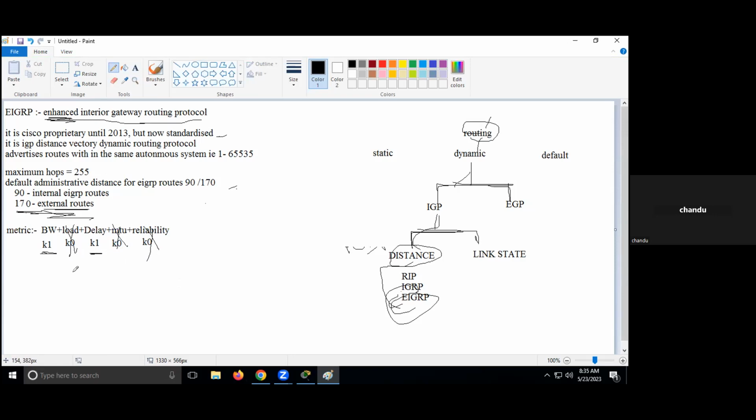As a shortcut, if somebody asks what the best path is that EIGRP uses, the answer is bandwidth and delay. RIP calculates the best path based on the least hops.